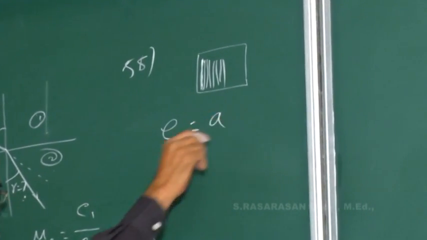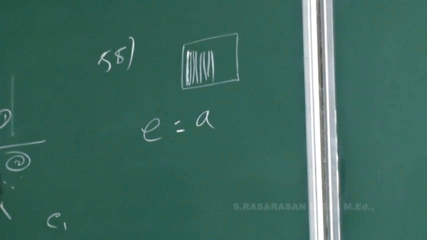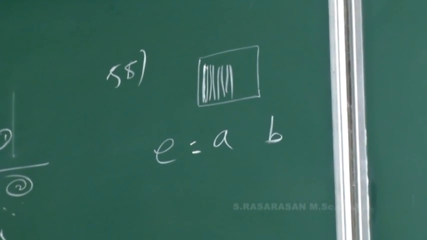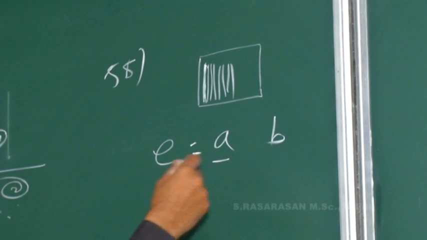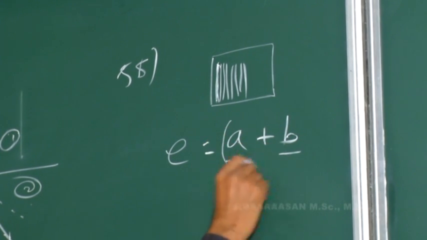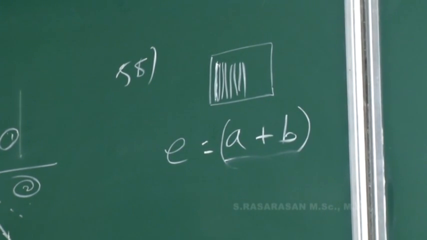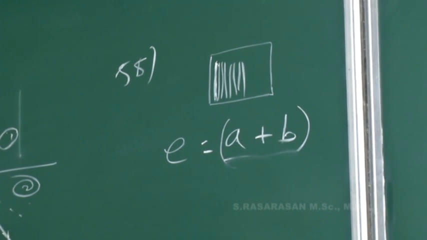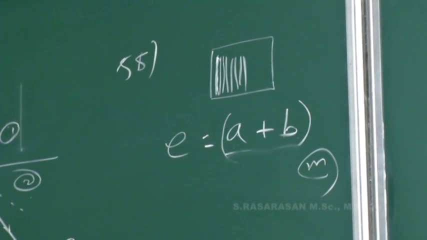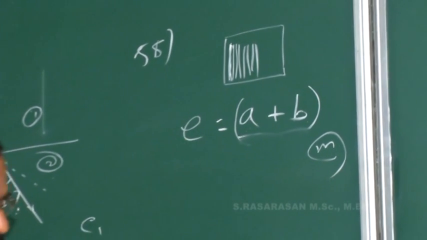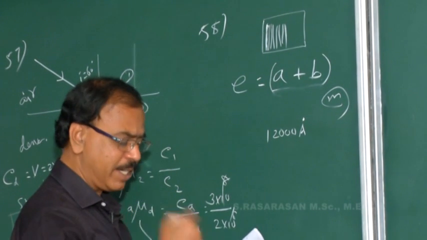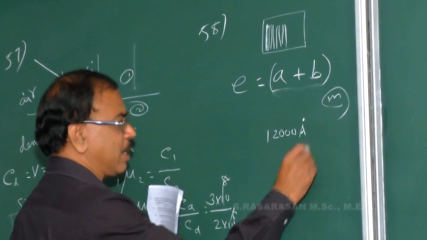All rulings are of equal width in the grating, and all slits are of equal width. Let the width of one ruling be A and the width of one slit be B. The combined width of a ruling and a slit is called grating element. A plus B is the grating element, measured in meters. Let us see what they say. In a plane transmission grating, the width of one ruling is 12,000 angstrom, where angstrom is 10 power minus 10 meter, and the width of a slit is 8,000 angstrom.